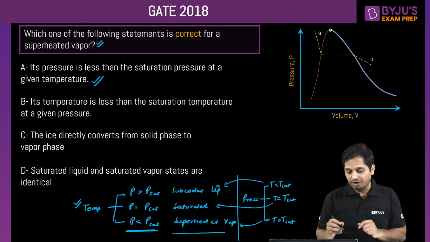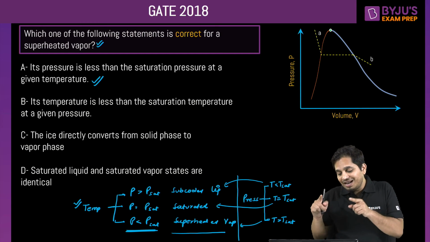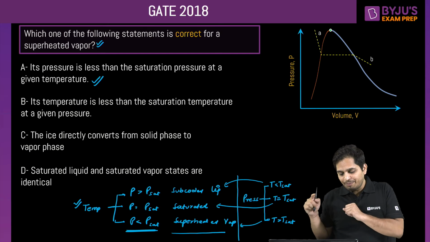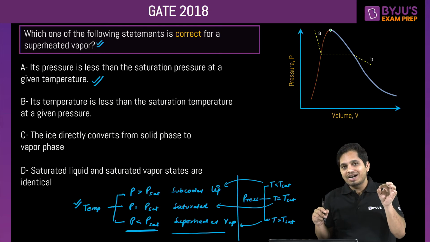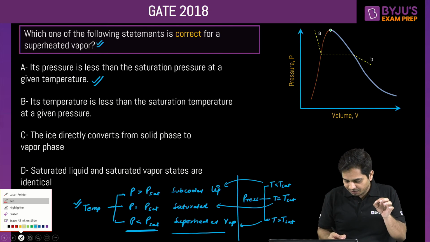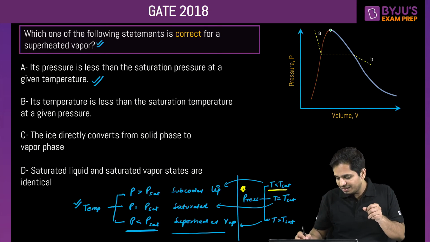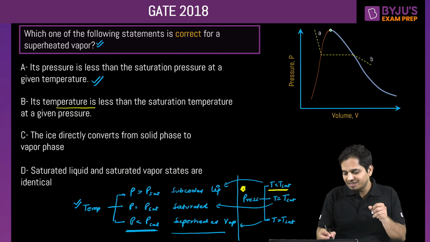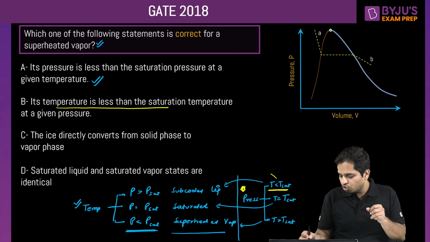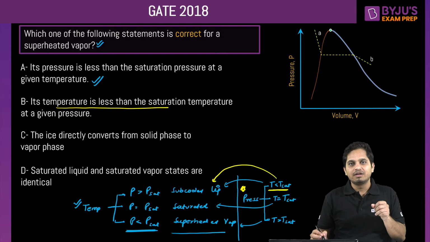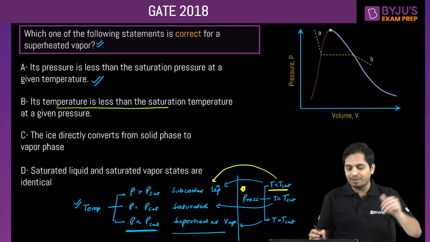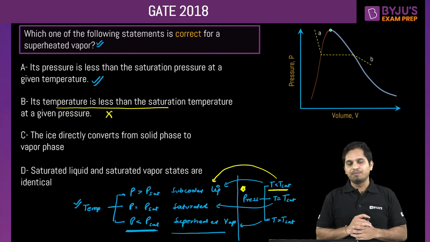Let's see the second option. Its temperature is less than the saturation temperature at a given pressure. Now the condition is for given pressure, so I have to look at this one. At a given pressure, temperature is less than T saturation, but it shows subcooled liquid. They are asking for superheated vapor, so no, this is not correct.